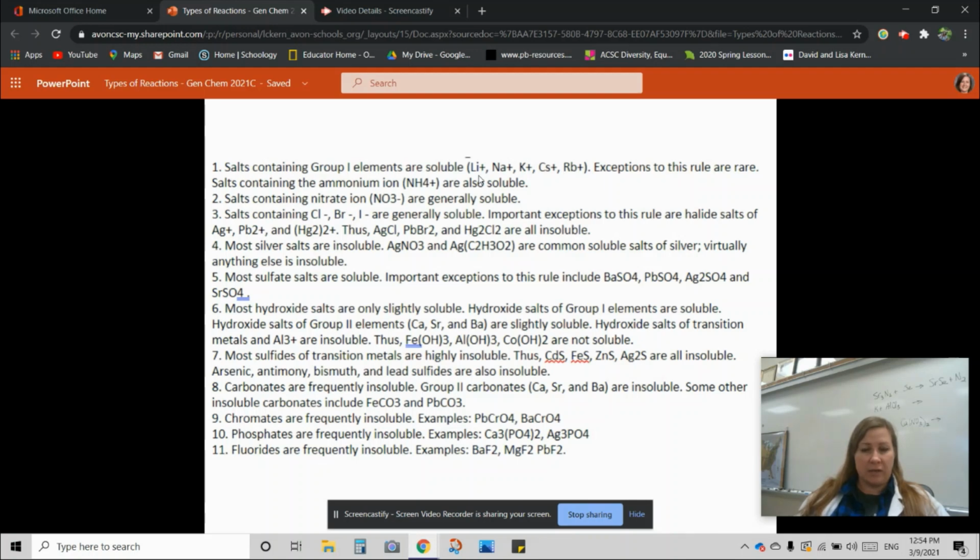And there are some rare exceptions to the rule. It's not something you'd need to know. Also, salts containing the ammonium ion are also soluble. And salts containing nitrate ions are generally soluble. Salts containing chlorine, bromine, and iodine are soluble, and so on and so forth. And so each time you want to do a double replacement reaction, you would have to look at this list to see whether you get a solid product or not. If you don't, you just write NR, no reaction.